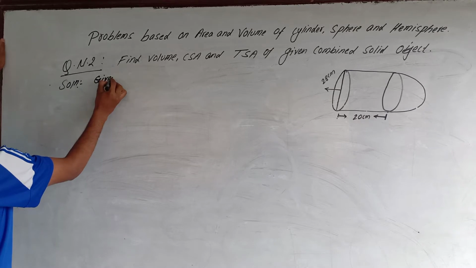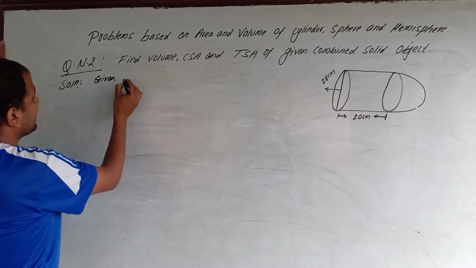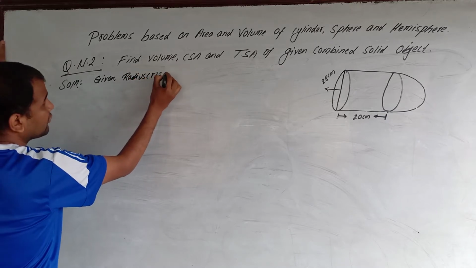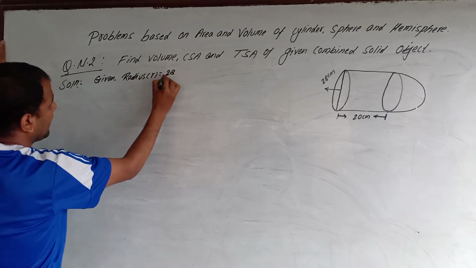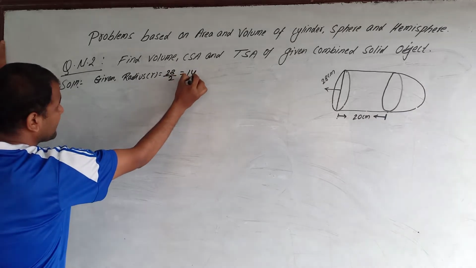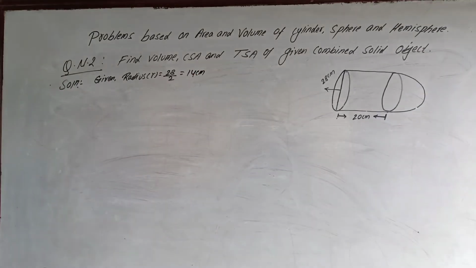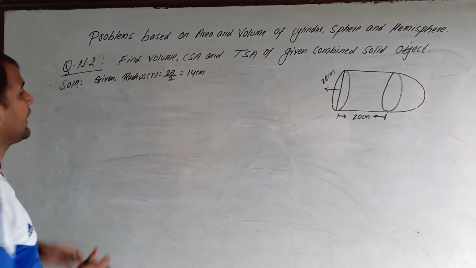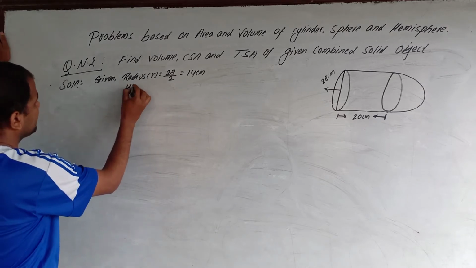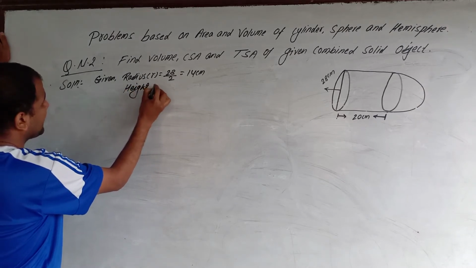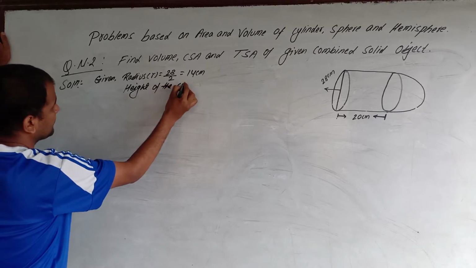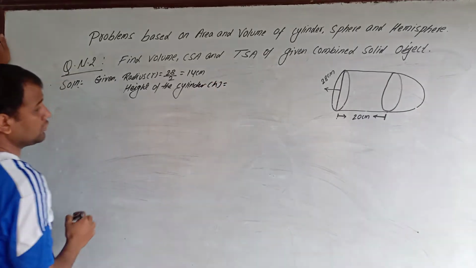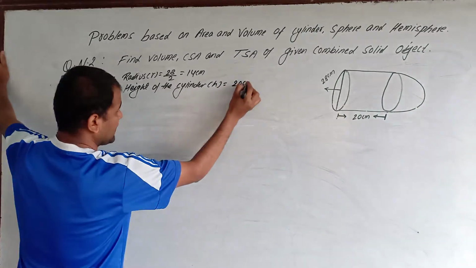First, we write the given radius R is equal to 28 by 2, which is 14 centimeter. The diameter is given here as 28 centimeter, so radius is equal to half of the diameter. And the height of the cylinder is equal to 20 centimeter.